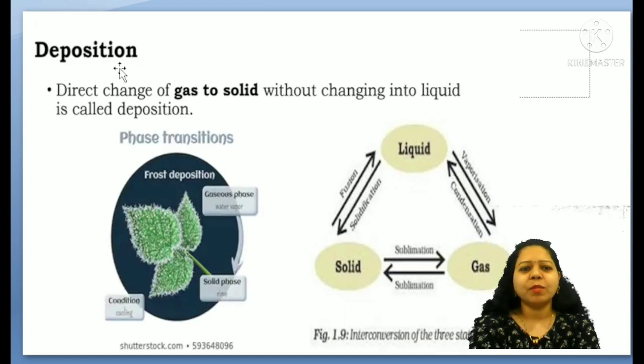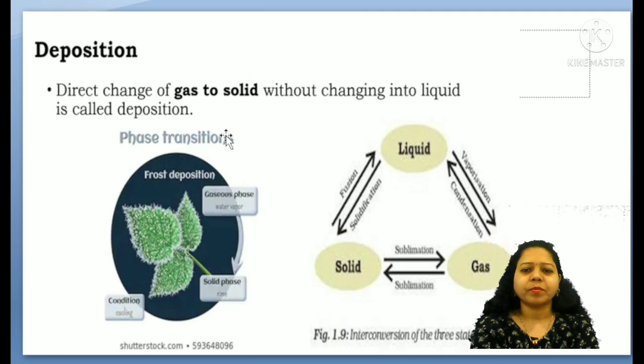Next, we'll see what is meant by deposition. Direct change of gas to solid without changing into liquid is called deposition. This is exactly the reverse process of sublimation. In sublimation, solid directly turns into vapor, and in deposition, gas is directly turned into solid without changing into liquid. That's why the definition of deposition is direct change of gas to solid without changing into liquid.